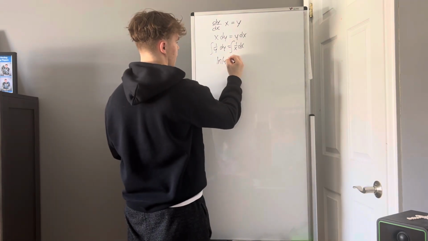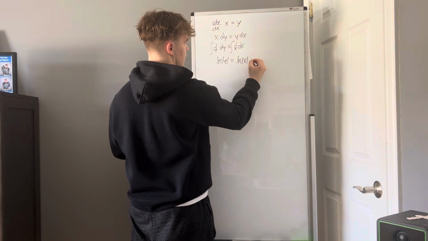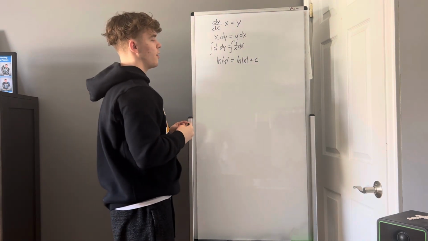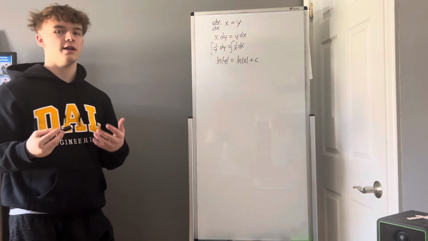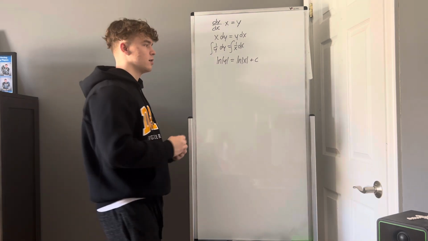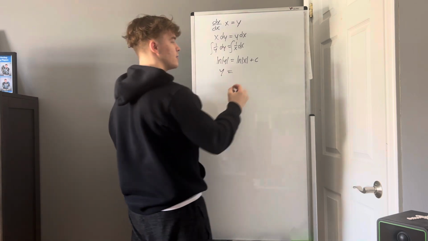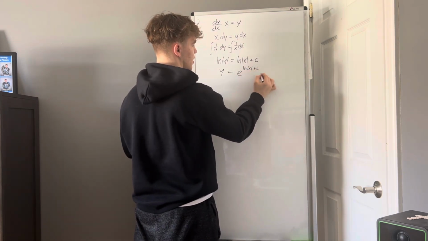Natural log of y equals natural log of x. Don't forget your plus c. Okay, now let's solve for y. Well, we know that e to the power of the natural log of something is just going to be that something. So we've got y. Let's take e to the power of both sides. e to the natural log of x plus c.